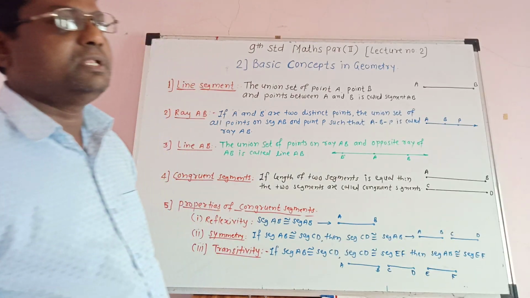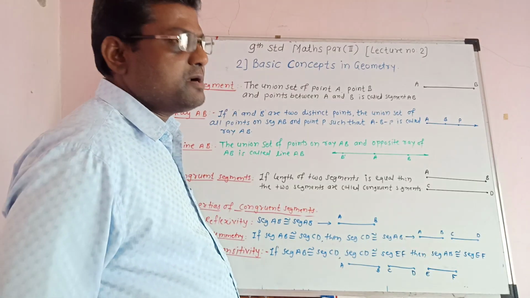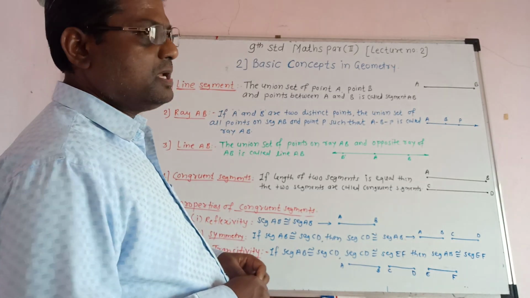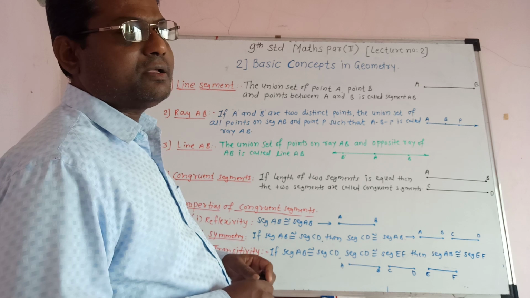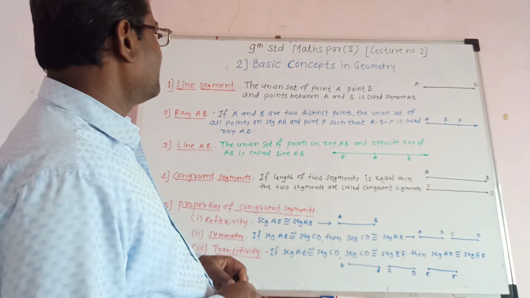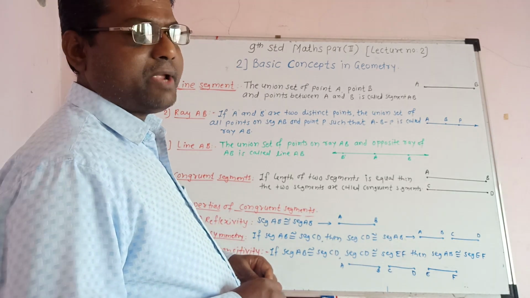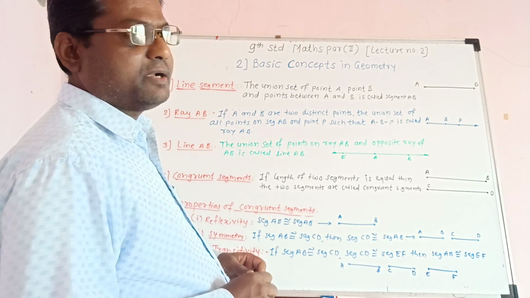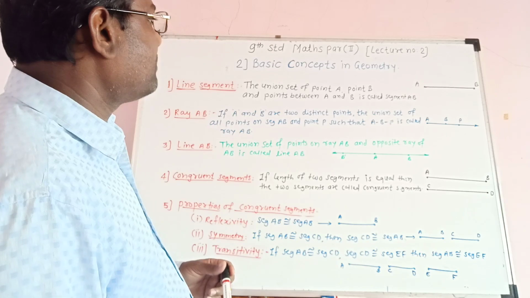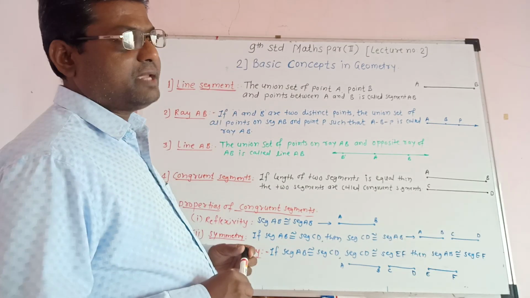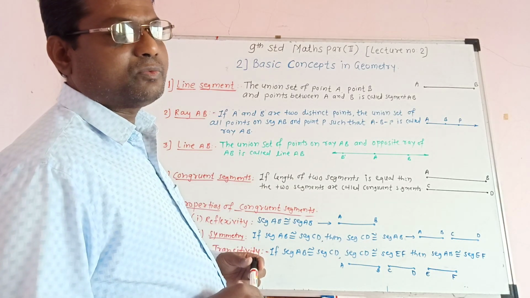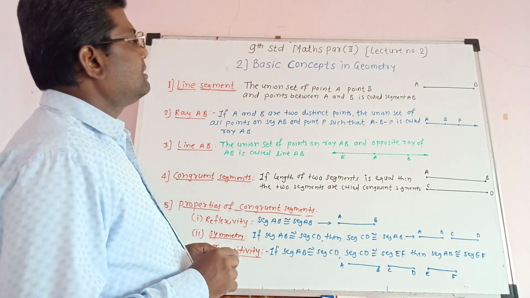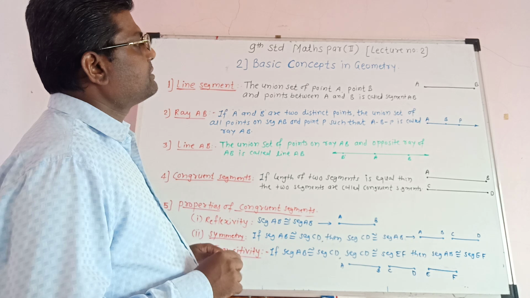Basic concepts in geometry. Students, we have studied in maths part one union of two sets and intersection of two sets also. The set of elements which are in either set is called the union of sets, and the set of common elements which are in both sets is called the intersection of two sets.